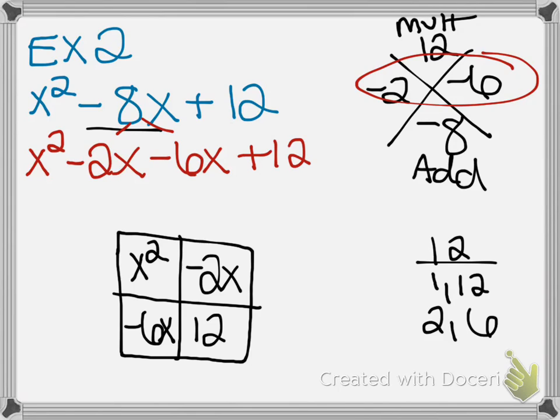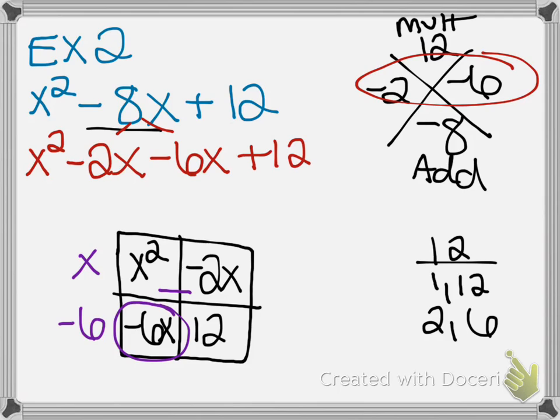So looking at these top 2 boxes between x squared and negative 2x, my greatest common factor is just going to be 1x. Okay, and then now I want to find my greatest common factor between my bottom 2 boxes, so negative 6x and 12. So my greatest common factor between 6 and 12 is going to be 6. 6 evenly goes into both those numbers. And since this first box right here is a negative number, I know I'm going to need to pull out a negative. Okay, so my greatest common factor is going to be a negative 6.